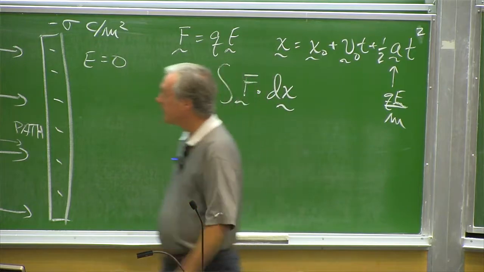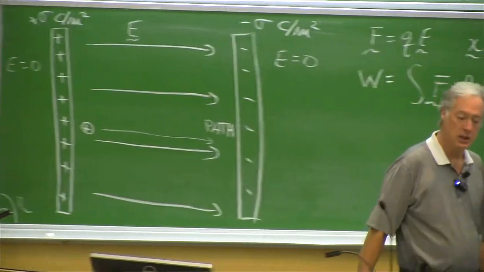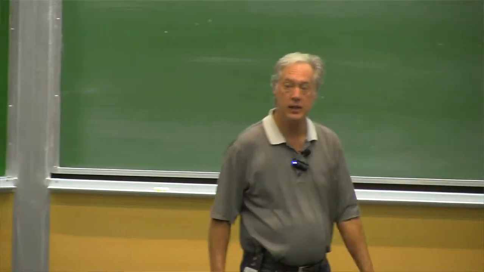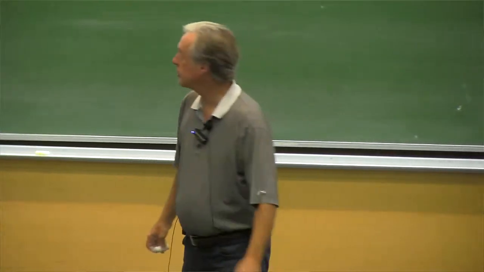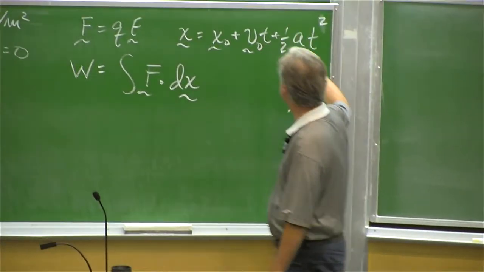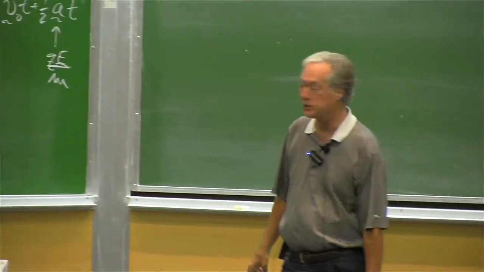And we do this one because the field is uniform in the sheets. Is it the case that the field will be uniform whenever a charge is accelerated? No. So the path that gets traveled has to take account. It's not always constant acceleration. You don't always have this parabolic equation.